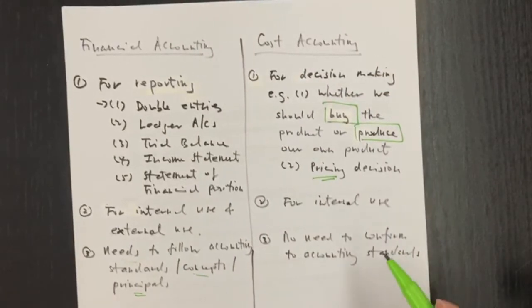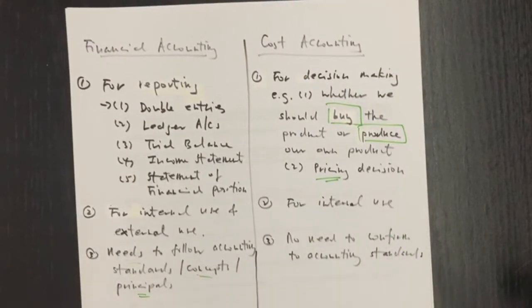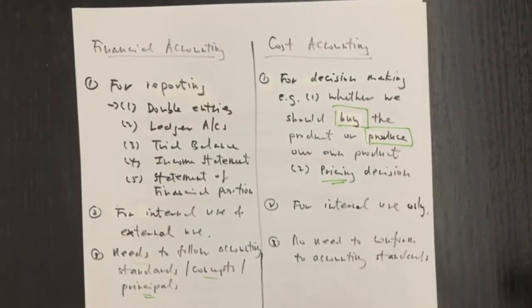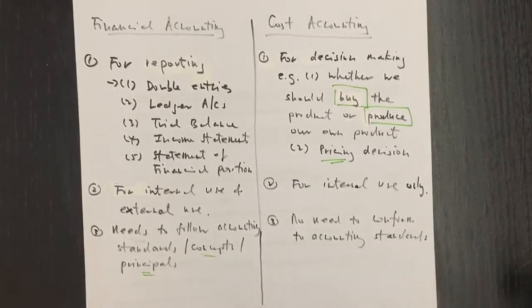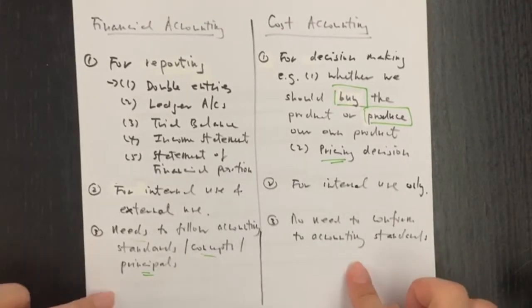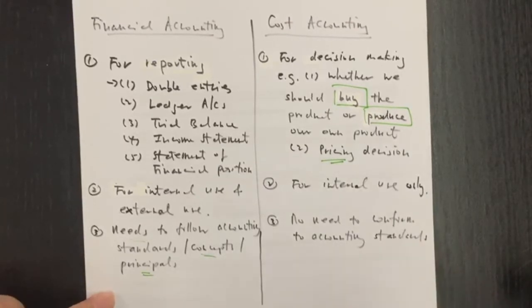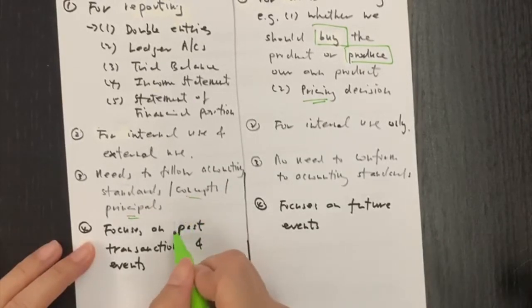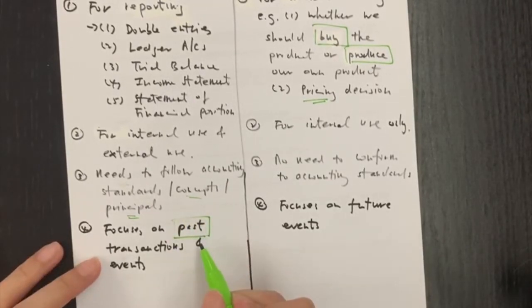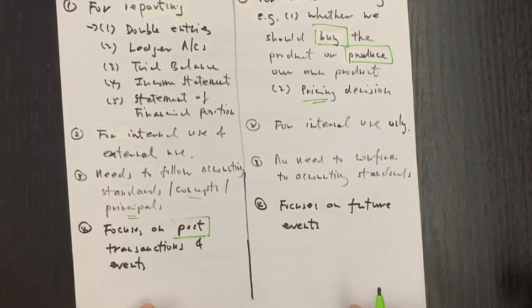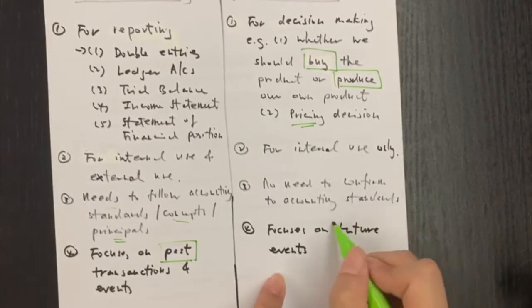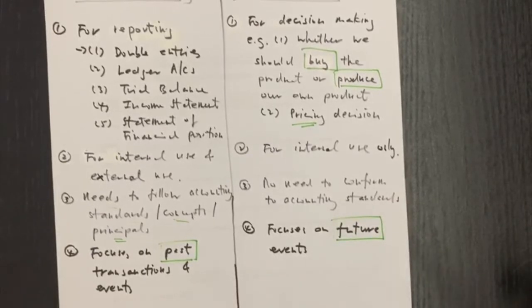All right, but what about cost accounting? Since this is only for internal use to make decisions only here, therefore we don't need to conform to the accounting standards. This is another difference between financial accounting and cost accounting. So therefore we have financial accounting focusing on past events, past transactions, and we just use double entry to start with the accounting cycle. However, for cost accounting, since we make decisions for things not yet happened, therefore we focus on future events.